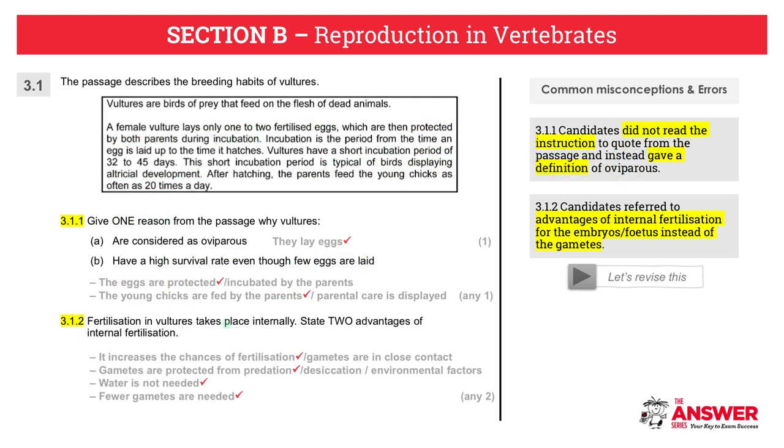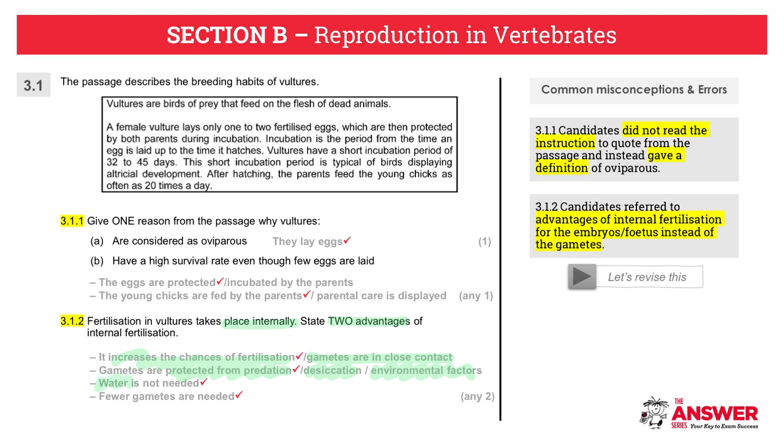3.1.2, fertilization in vultures takes place internally. State 2 advantages of internal fertilization. So internal fertilization is advantageous because it increases the chances of fertilization. The gametes, the sperm and the ovum, are quite close to one another as compared to external fertilization, where these are released into the environment at large. Gametes are also protected from predation, from drying out (desiccation), or from other environmental factors like, for example, rivers or streams washing these gametes away from one another, which is often the case in external fertilization.